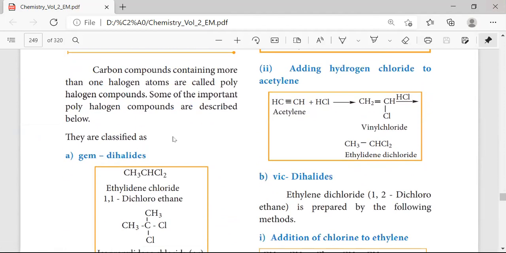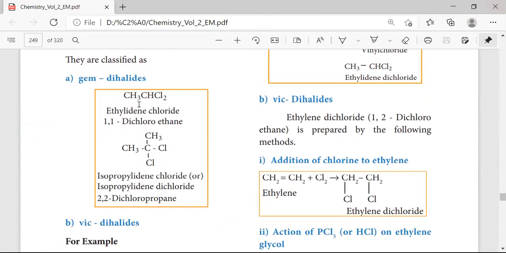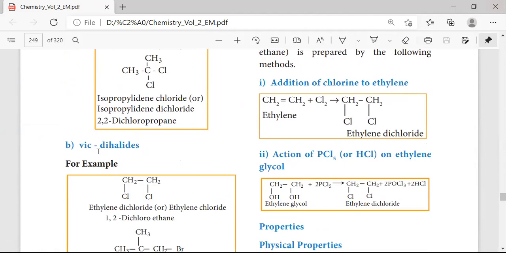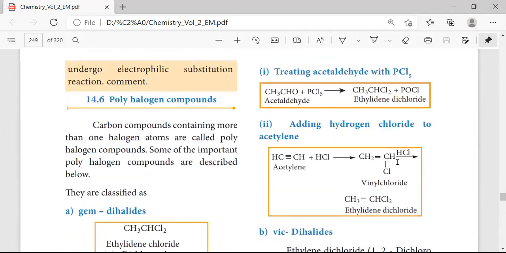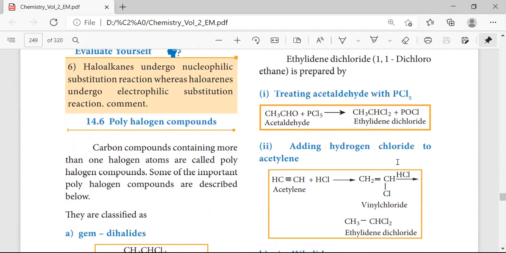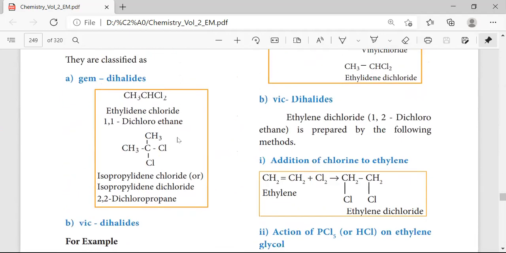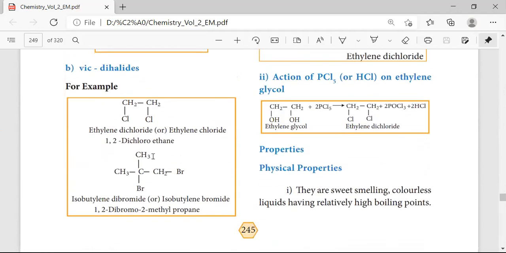Now comes polyhalogen compounds. Here in polyhalogen compounds, the carbon compounds will contain more than one halogen group. That is polyhalogen compounds. Now it is classified as gem dihalide, and then the preparation is given. Here, the gem dihalide is ethylidene dichloride. There is a dichloro, two chlorine is there, so that we can name it as ethylidene chloride, or else simply 1,1 dichloroethane. Okay. Then here you see the vinyl group, that is ethylene dichloride or else ethylene chloride simply.